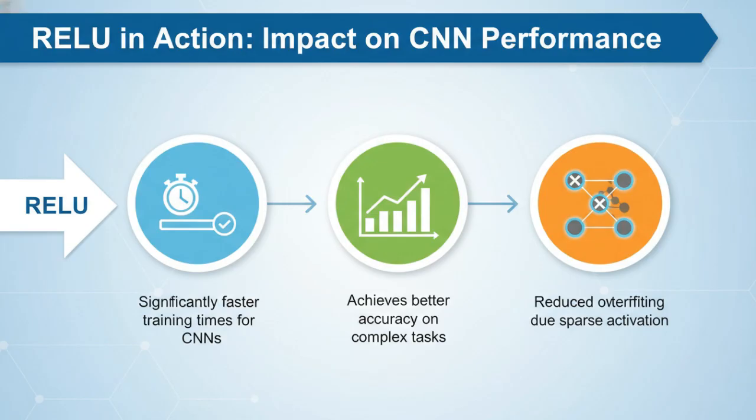Furthermore, by addressing the vanishing gradient problem and promoting sparse activations, ReLU-based networks tend to achieve higher accuracy on complex tasks, from image recognition to object detection. The simplicity and effectiveness of ReLU have made it a fundamental building block, contributing to the remarkable successes we see in deep learning applications today, offering both faster training and better accuracy.